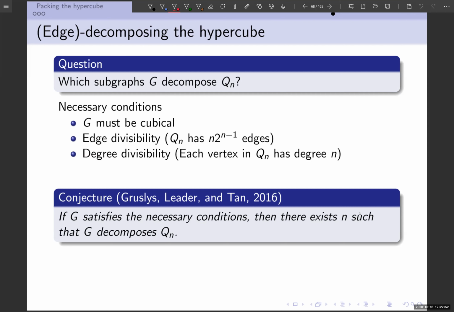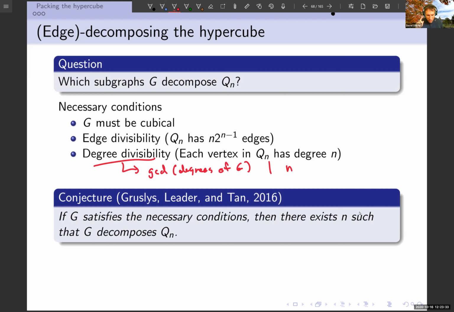Yeah, go ahead. On degree divisibility, is G regular? Because it might have different degrees. No, not necessarily. Technically, I was sweeping this under the rug, but the precise thing that has to be true is that the GCD of the degrees of G divides n. Okay, thanks. Thank you. And please, anyone pipe up with questions or drop them in the chat if you have them.